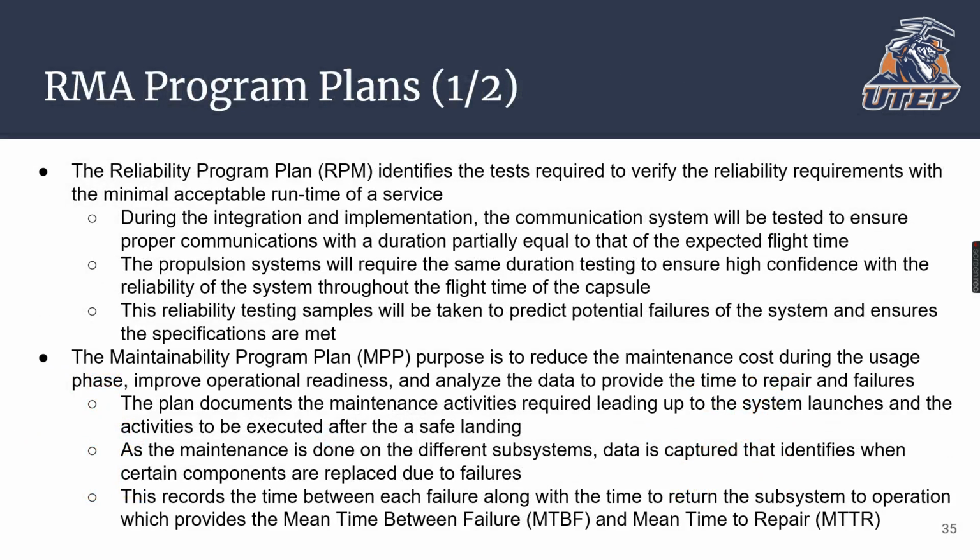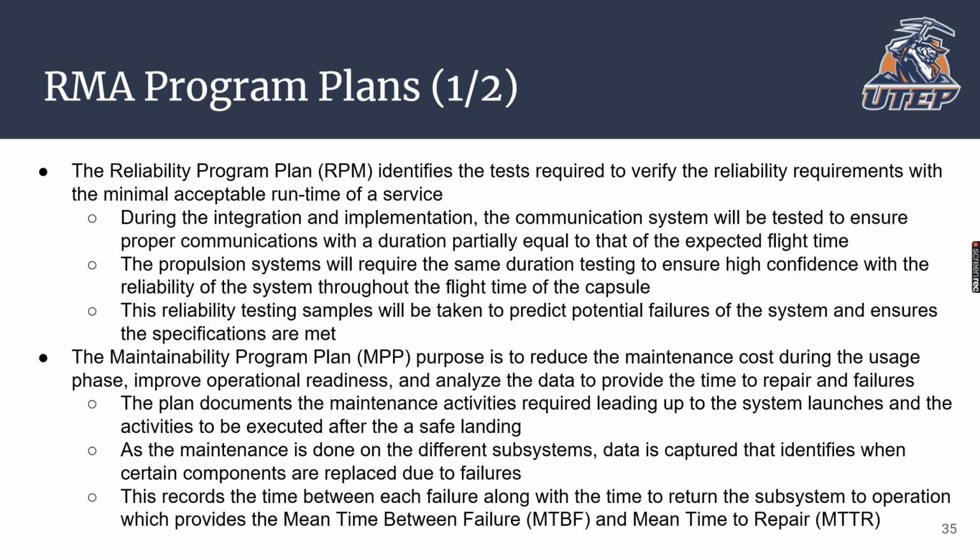So, the RMA program plans. The reliability program plan identifies the tests required to verify reliability requirements with minimal acceptance runtime of a service. During these integration and implementation times, the communication systems will be tested to ensure proper communications with the duration partially equal to that of the expected flight time, and the same will be done for the propulsion systems. With this data, the test examples will be taken to predict potential failures of the system and ensure the specifications are met.